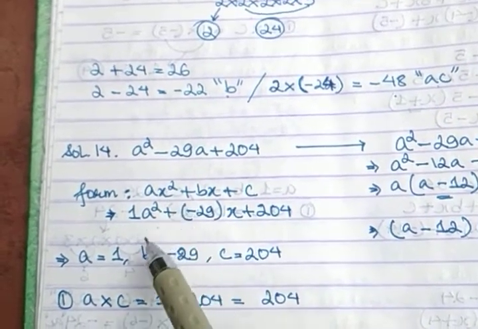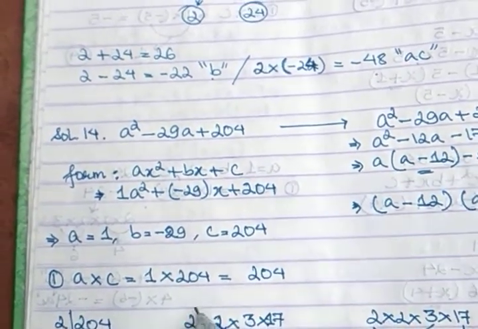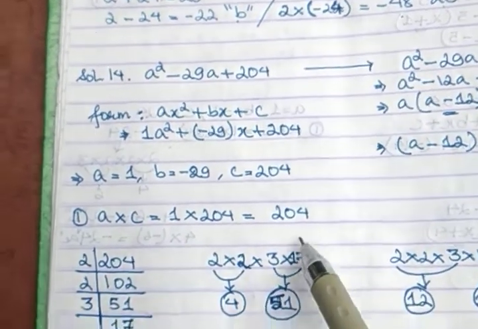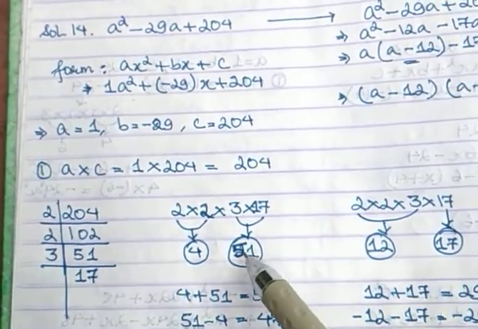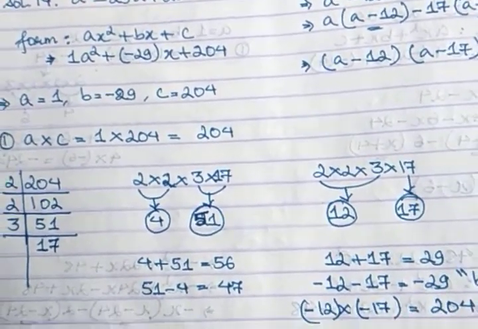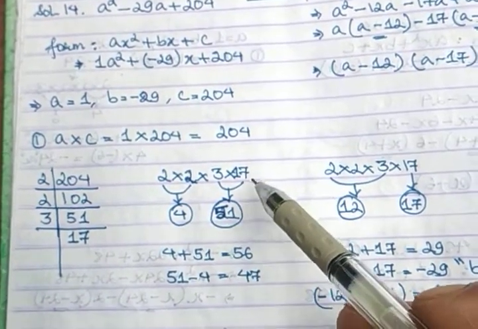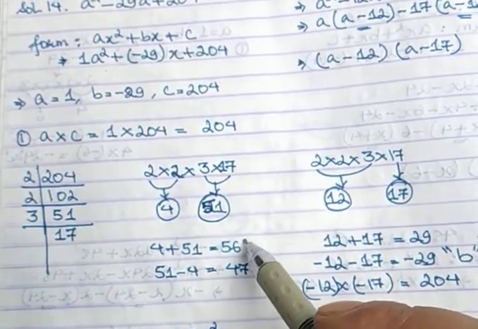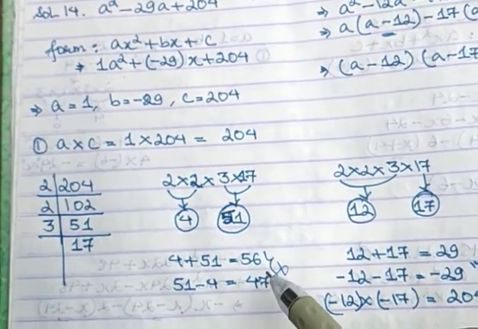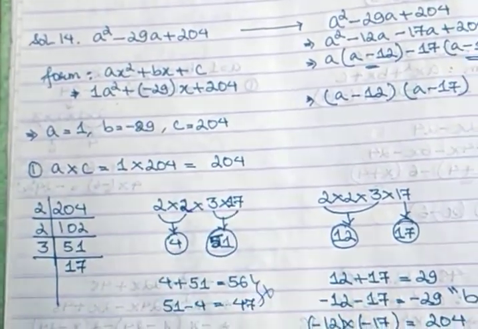So the values of a, b and c: a is 1, b is minus 29, c is 204. So multiplying a and c, 1 into 204, I got 204. I have taken factors of 204. So see, from the factors, if you take 4 into 51, you won't get the value for b exactly, whether you add or subtract. When you add them you get 55, when you subtract them you get 47. We need minus 29, remember that.